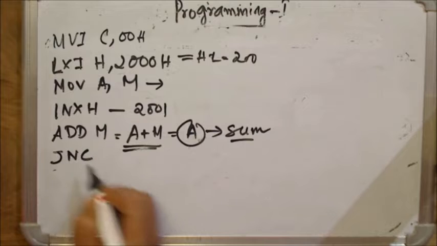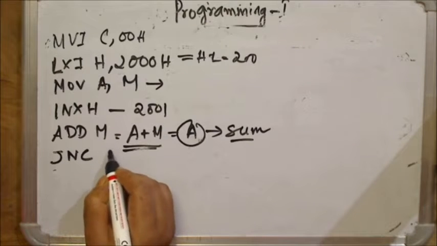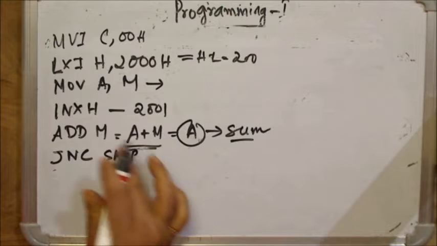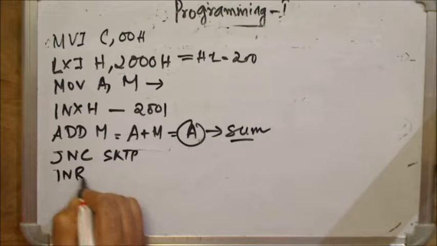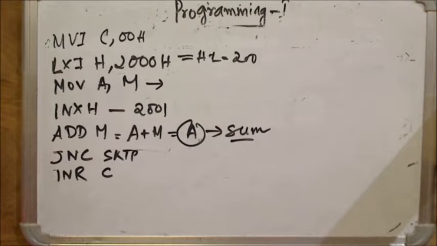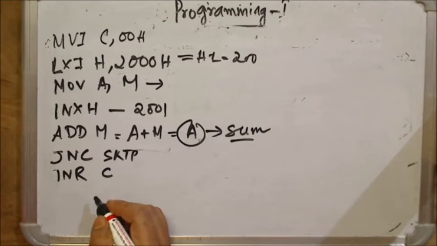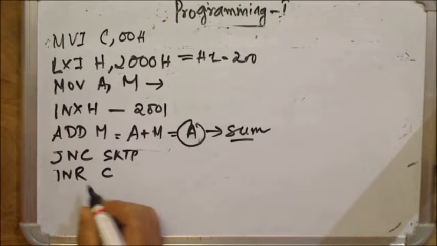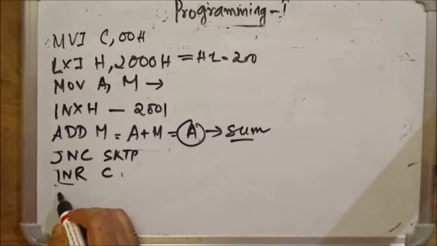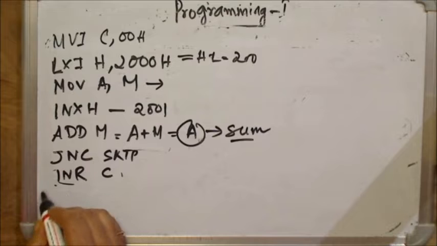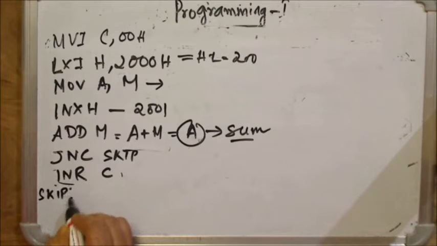So we will put a conditional jump instruction, JNC skip. If there is no carry, it will jump to skip. And if there is a carry, then C will be incremented by 1, that is INR C. If there is no carry, this instruction will be skipped, and we will jump to skip.